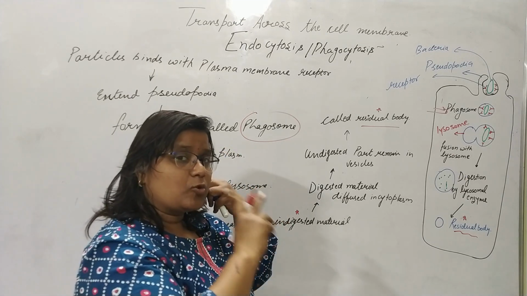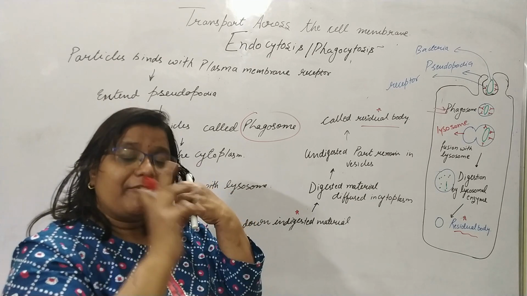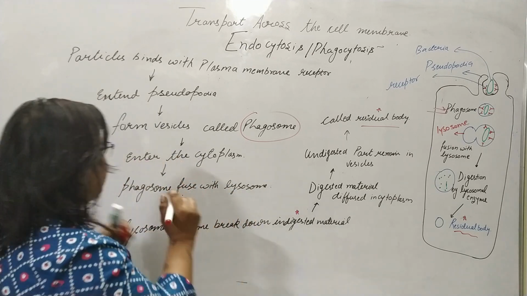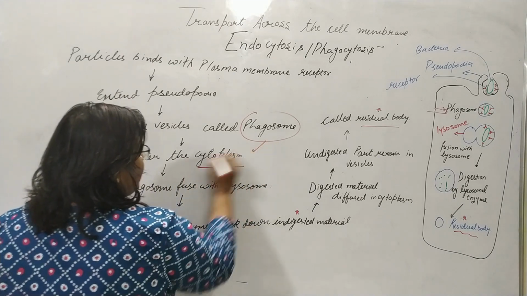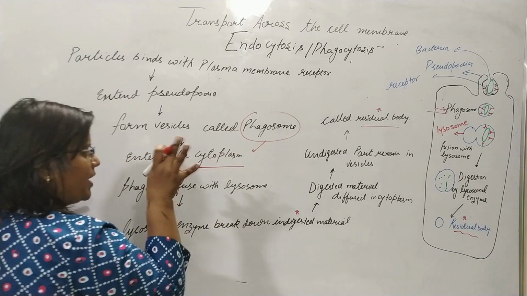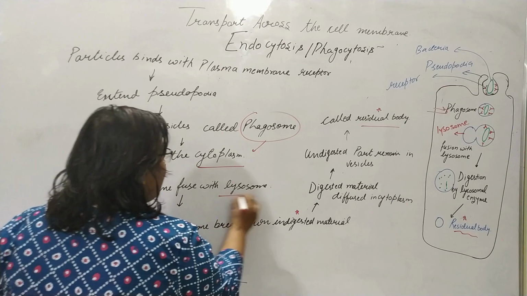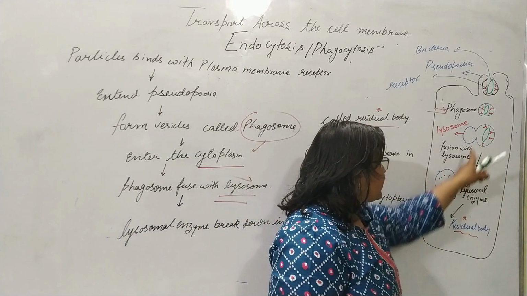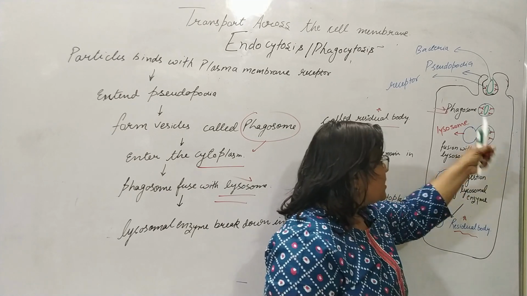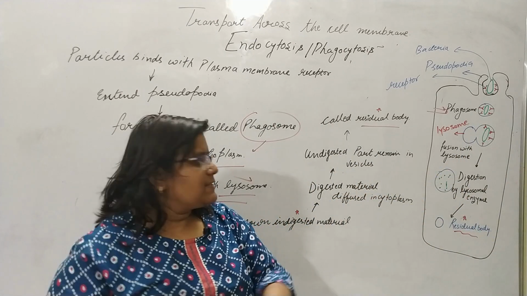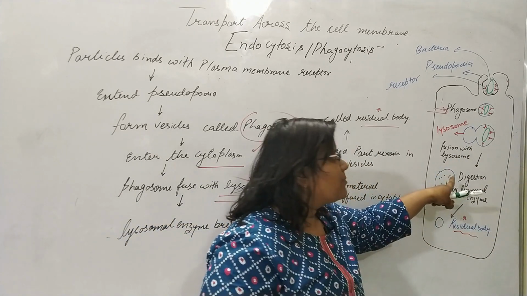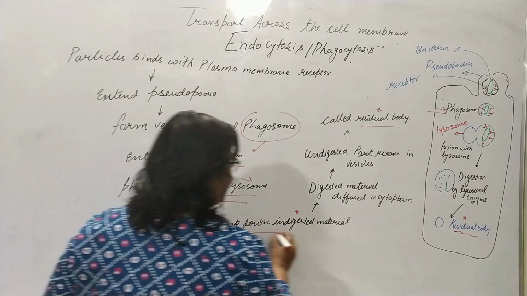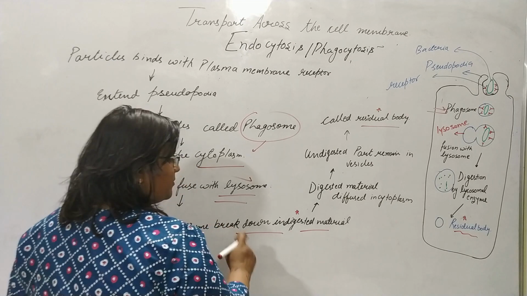This is called the phagosome, in which the bacteria and virus or whatever material is trapped. With the help of this phagosome, it enters into the cytoplasm, and the lysosome will fuse with it. Here the lysosome will fuse, and the lysosomal enzymes digest this material, this bacteria, virus, whatever. Lysosomal enzymes break down the material.